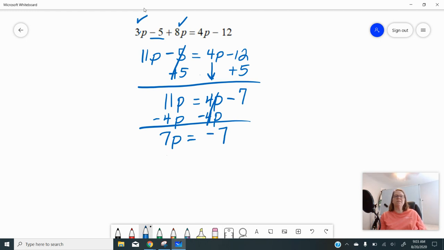All right, so now I'm down to a one-step equation. It says 7P, which is 7 times P, so I'm going to do the opposite and divide by that number. Whatever's in front of the variable, that's what you divide by. So divide by 7, and that leaves me P equals -1. So the solution is -1. That means if I plug in a -1 wherever I see the letter P up here and multiply times -1 each time, the left side is going to equal the right side.